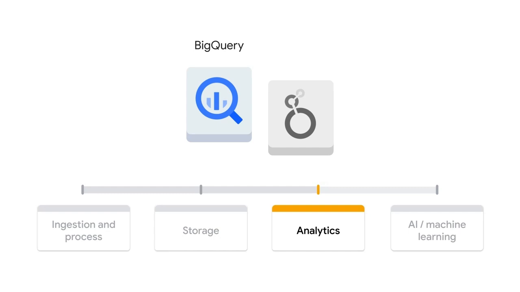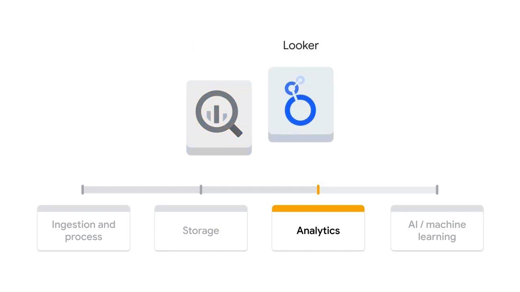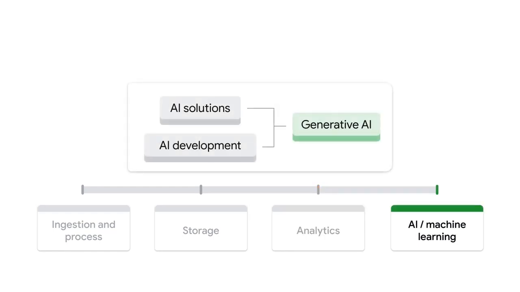BigQuery is a fully managed data warehouse that can be used to analyze data through SQL commands. In addition to BigQuery, you have business intelligence, BI tools, to analyze data and visualize results. For example, the Looker family, which includes comprehensive BI tools to visualize, analyze, model, and govern business data. And the final product category is AI and machine learning, which includes both AI development tools and AI solutions. These products are either integrated with generative AI or embedded with generative AI capabilities.